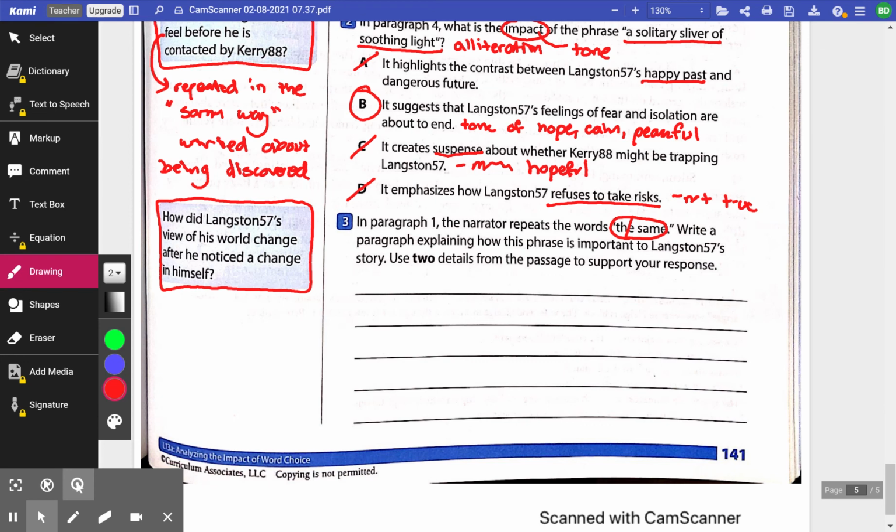So, since changing, we know that Langston's thoughts have been troubled with fear that he's going to stand out and be reprogrammed, right? Because he doesn't comply with the rules, right? He's not your average clone. So, the repetition of the same, that phrase again, shows that Langston feels very strongly about the difference between his present self and his past self, and also his feelings of himself and others.